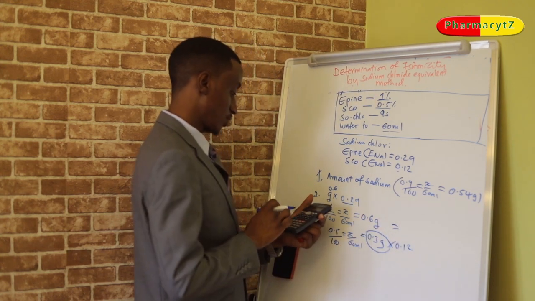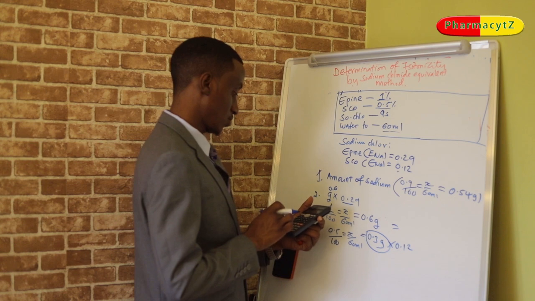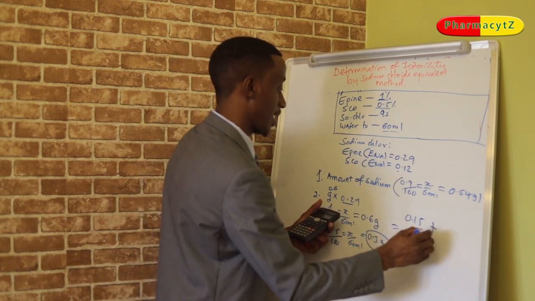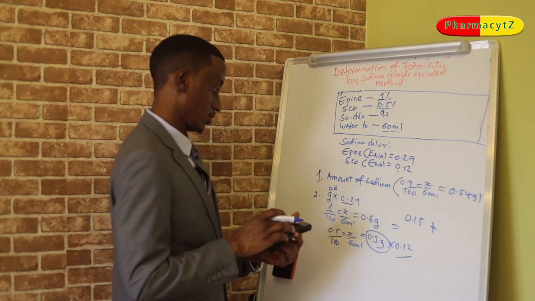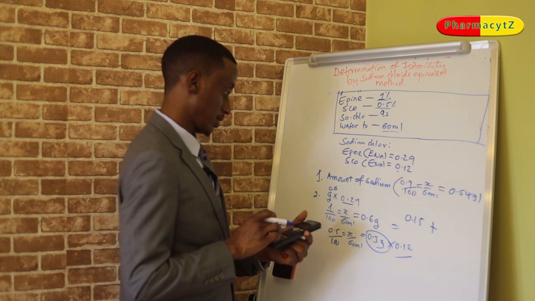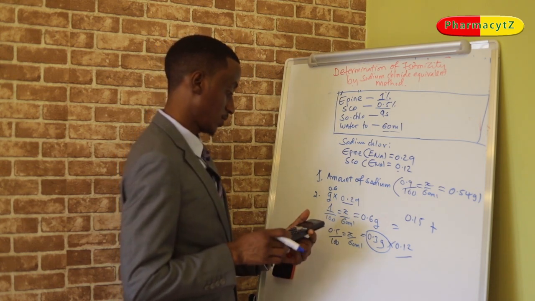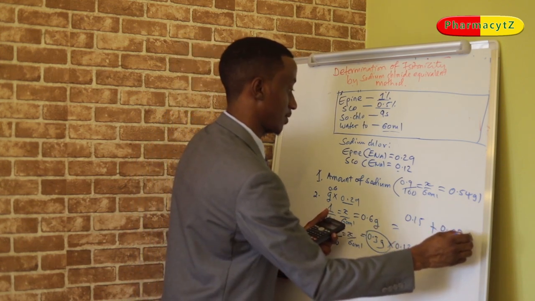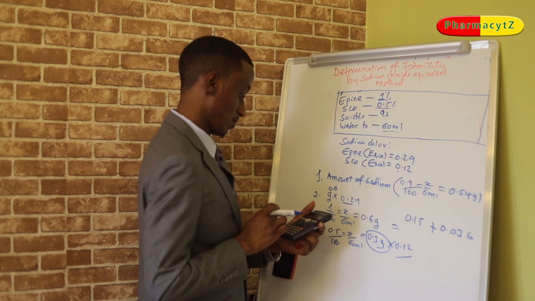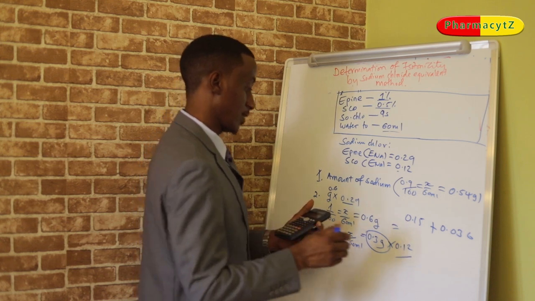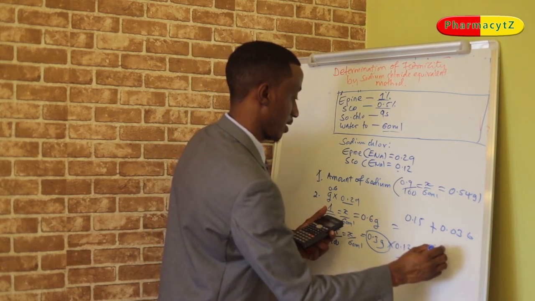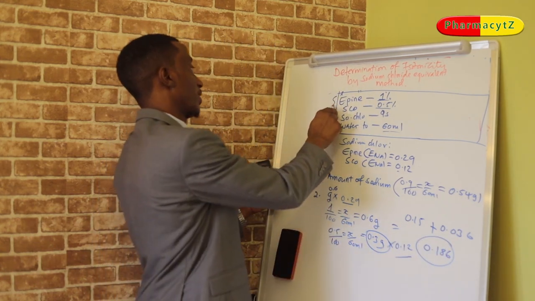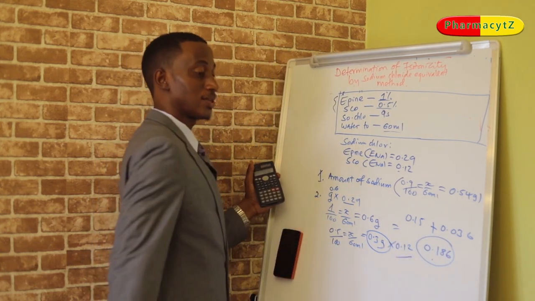So the first was 0.6 times 0.29. This is 0.15. Then add the next. This is 0.3 times 0.12, its equivalence. That is 0.036. The sum gives you 0.186. This is the total sodium chloride equivalence of the ingredients.